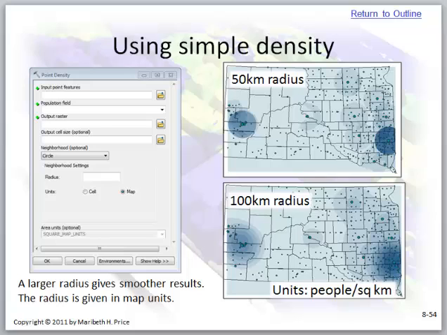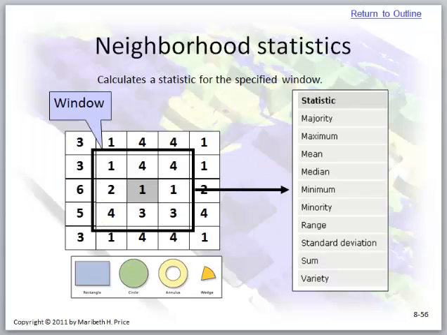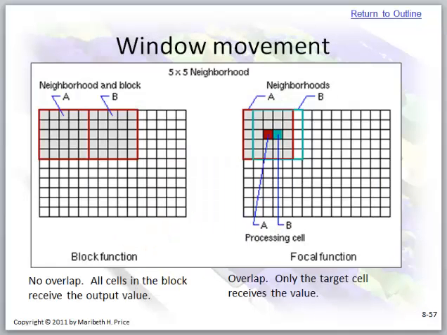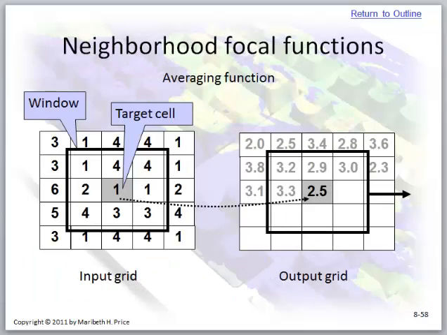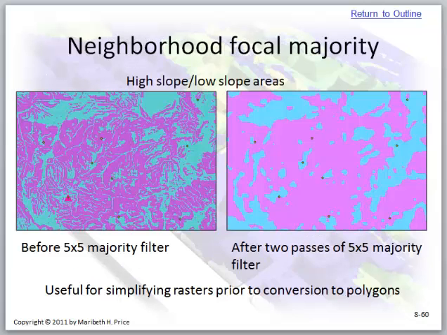Using simple density, we're not going to be using this. I'm going to skip through this slide. Line density we don't use. Neighborhood statistics, we'll get to that in other courses. Window movement, we'll get to that later. Focal functions we'll move through. Neighborhood focal mean, we'll skip. Focal majority.